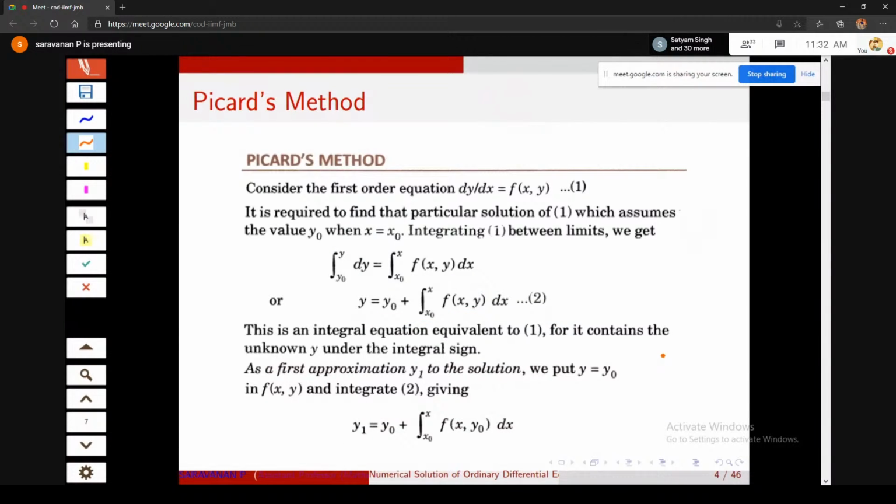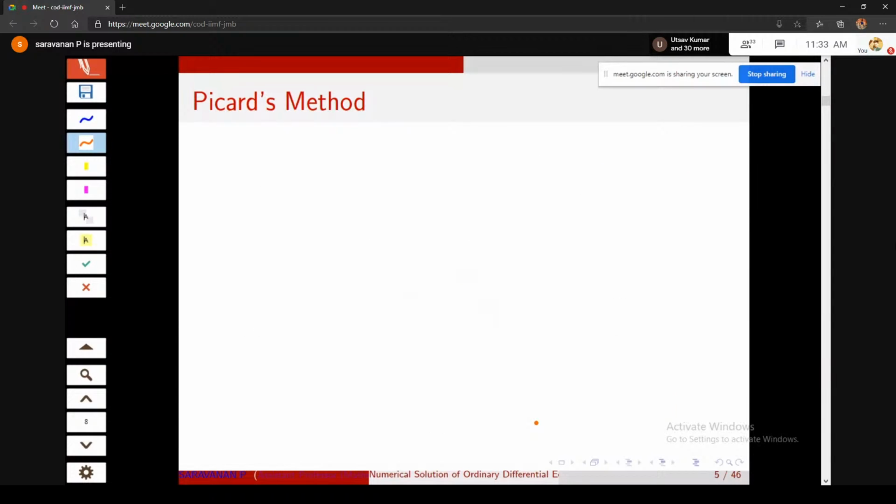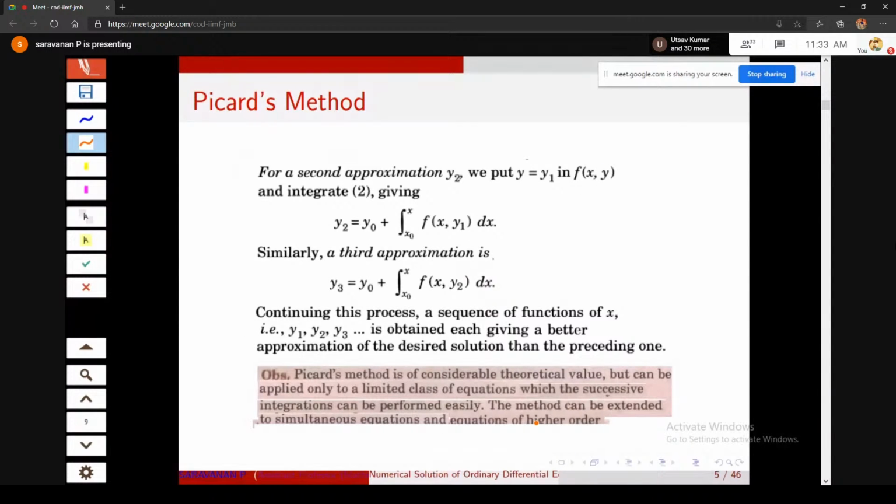But what is the main disadvantage of this method? We have got some integral sign. Suppose the function is difficult, then integrating that function will become more difficult. So in that case, applying Picard's method will become a little bit difficult because you have to integrate something and the integration is difficult. So Picard's method is of considerable theoretical value but can be applied only to a limited class of equations in which the successive integrations can be performed easily.